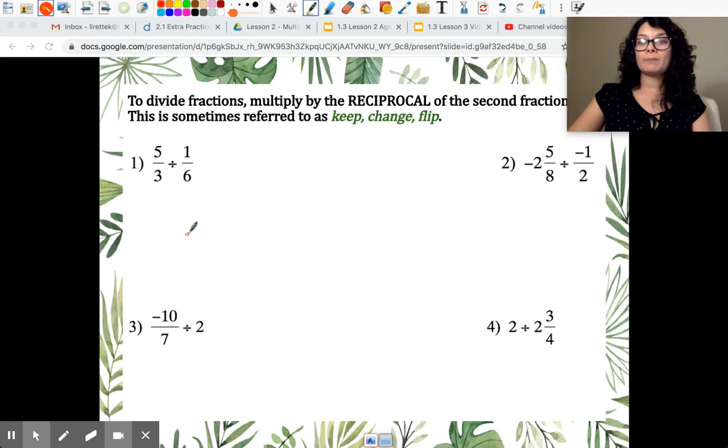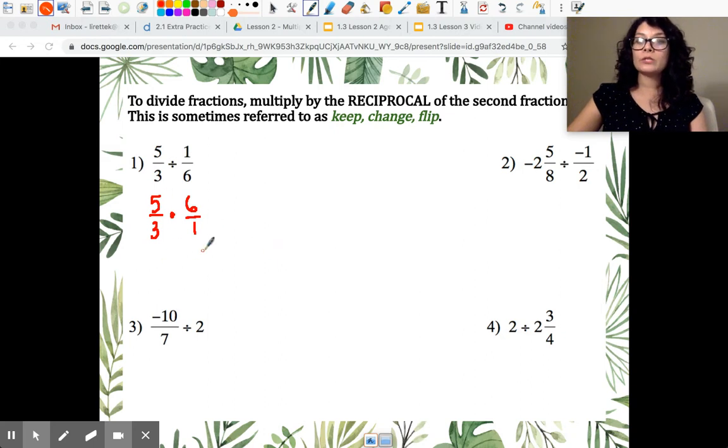Some of your teachers in the past, if you've learned this before, might have referred to this as keep, change, flip. Essentially, what you're going to do is you're going to keep the first fraction the same, change that division to multiplication, and flip the second fraction upside down.